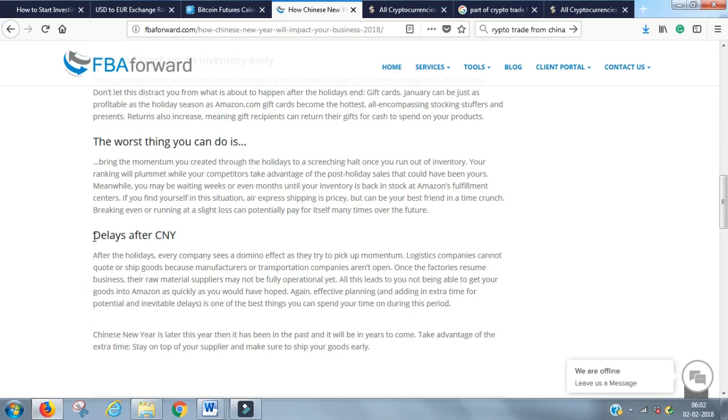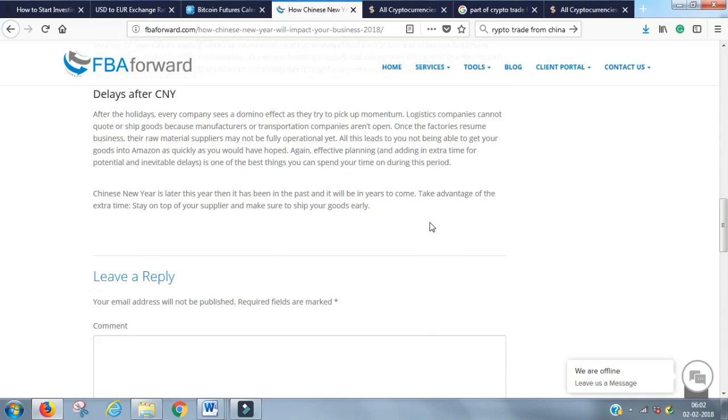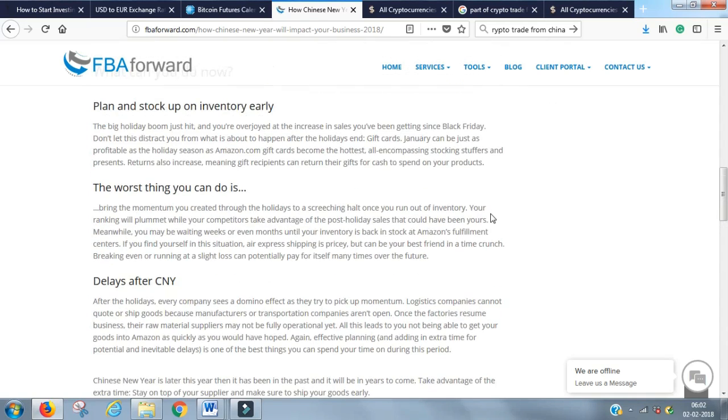And it also says here delays after CNY. CNY is the Chinese New Year's Eve. After the holidays, every company sees a domino effect as they try to pick up momentum. So even a couple of weeks after, we can expect a slow start as an effect from the Chinese New Year's Eve.